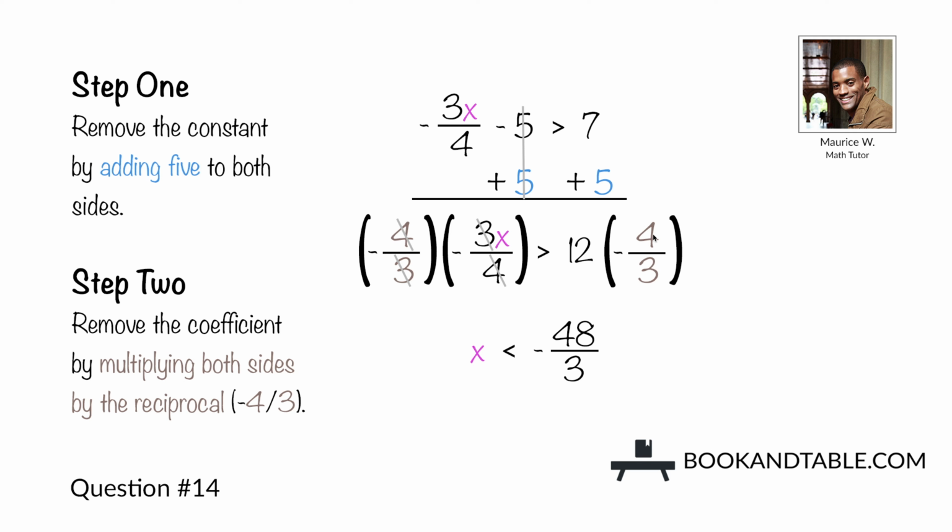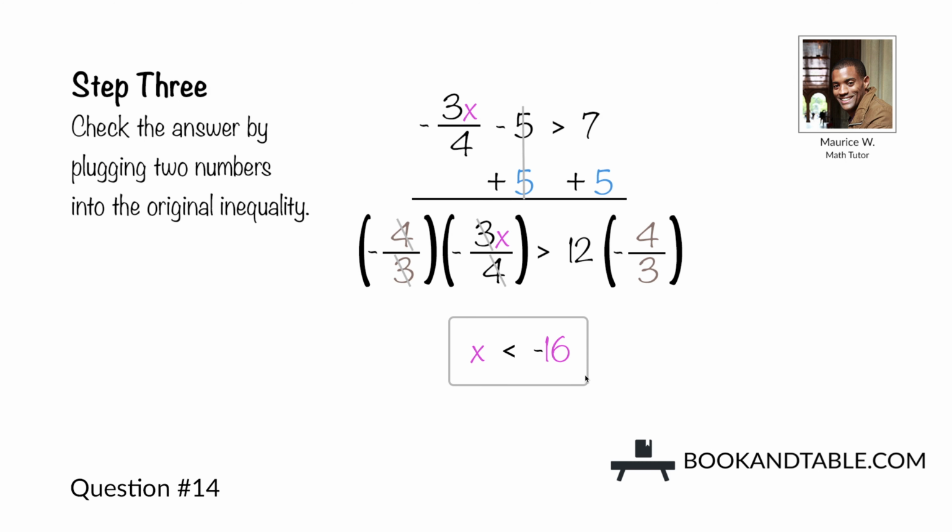12 times negative 4 gives us negative 48. Negative 48 divided by 3 gives us negative 16. But since the negative is involved, we want to reverse our sign from greater than to less than. So the answer to question 14 again is x is less than negative 16.